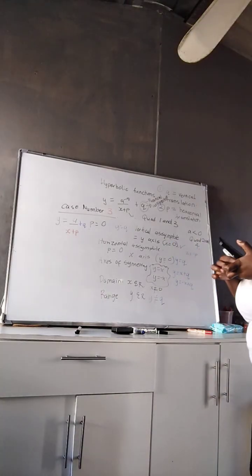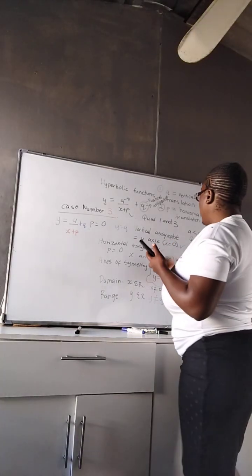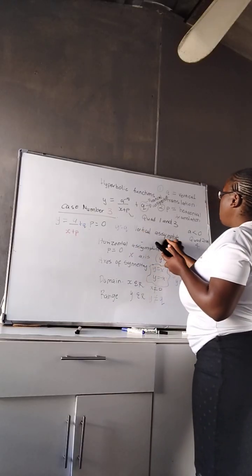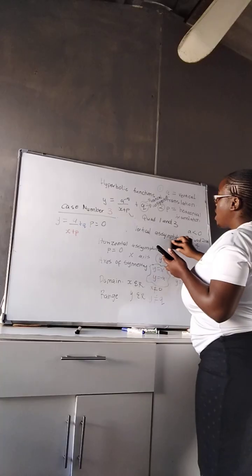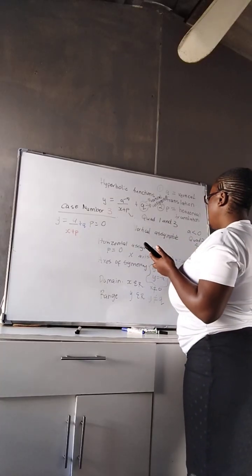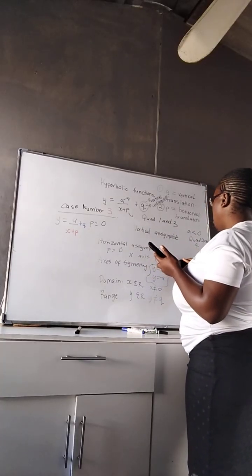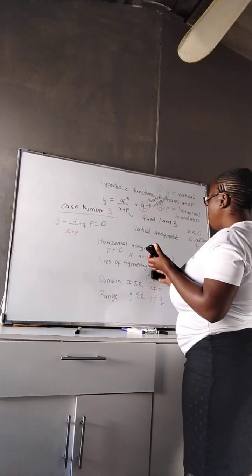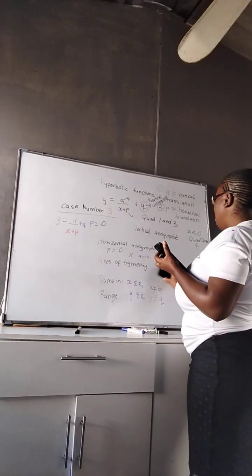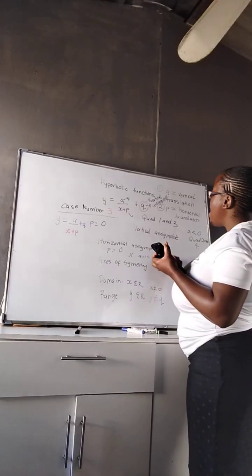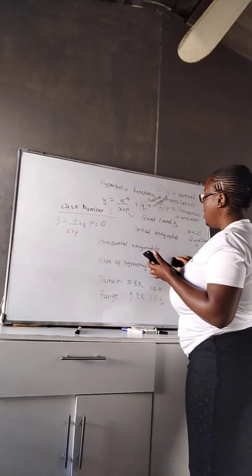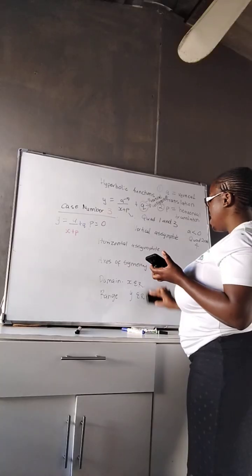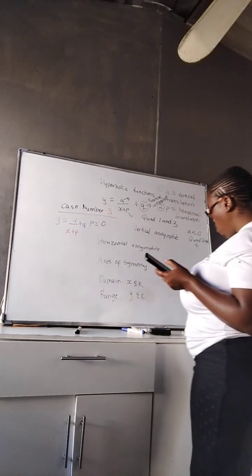Okay, let me rub this so that you remember. For case number 3, the horizontal asymptote changes, the vertical asymptote changes, and the axes of symmetry, they also change, right? And the domain and the range, they'll also change.